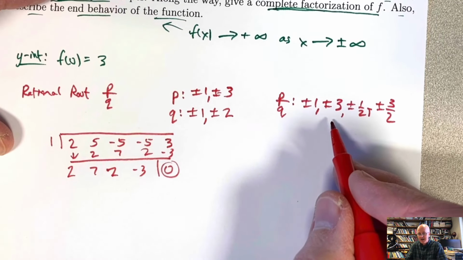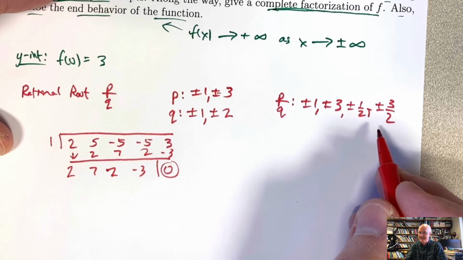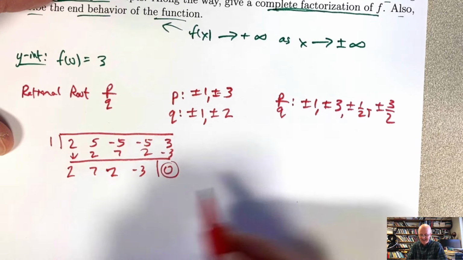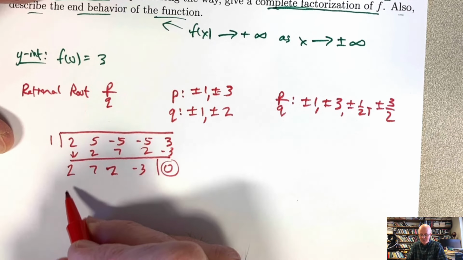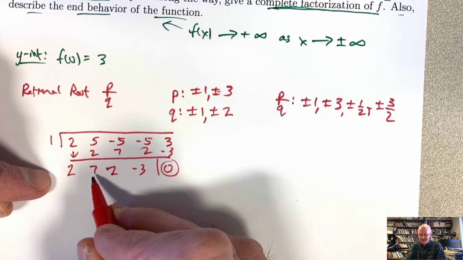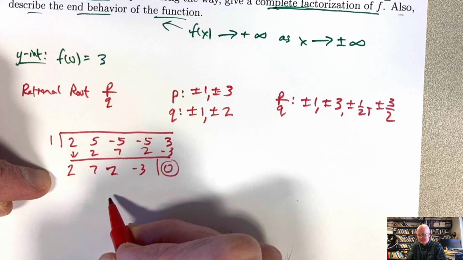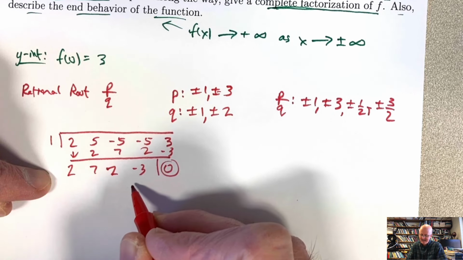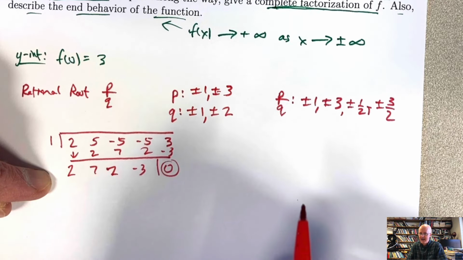What's the other positive rational root? It could be 3, it could be 1/2, could be 3/2. Let's take some experimentation. Let me imagine doing 3 here without actually writing it. I bring down the 2. 2 times 3 is 6. 6 plus 7 is 13. 13 times 3 is 39. 39 plus 17 is 56. It won't be 0. Looks like I better try 1/2 or 3/2.